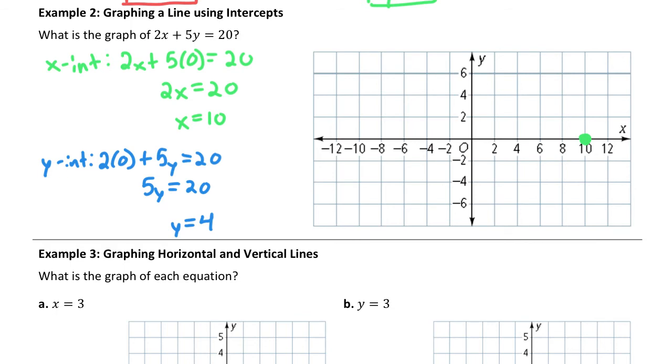And that line should really extend all the way. Ooh, that was bad. But you get the picture. Okay. So it's got to go through both points. So finding the x-intercept, finding the y-intercept. The math isn't really that bad. Just got to remember which variable to substitute 0 for.